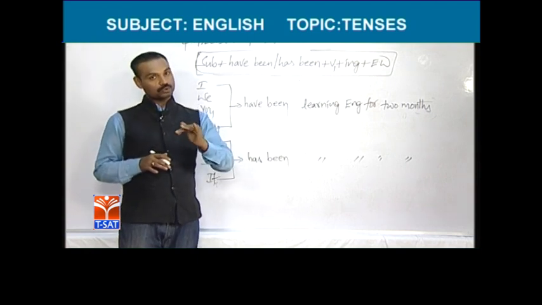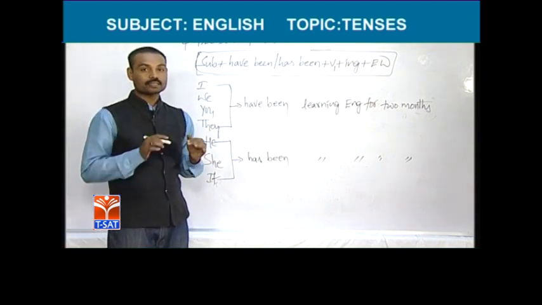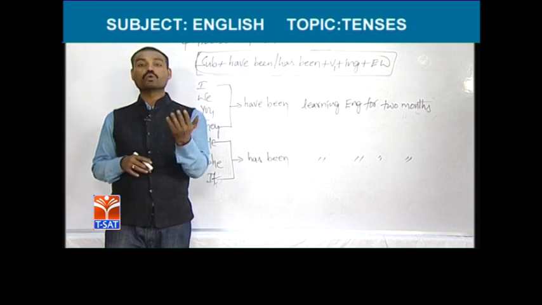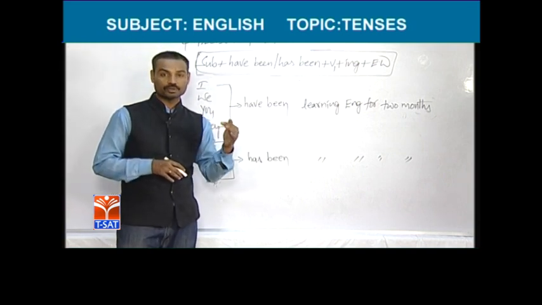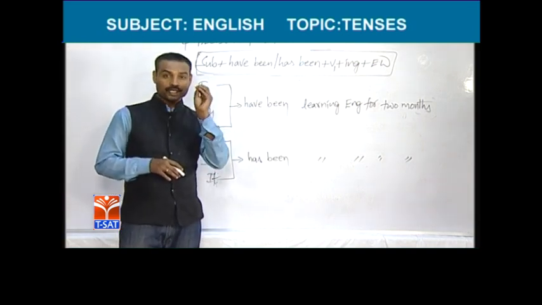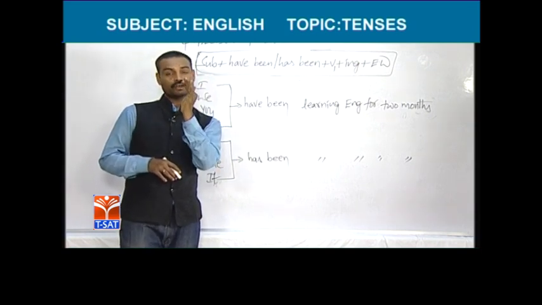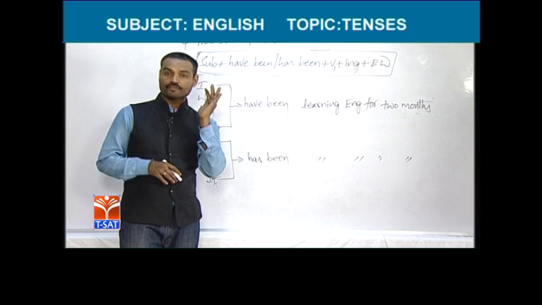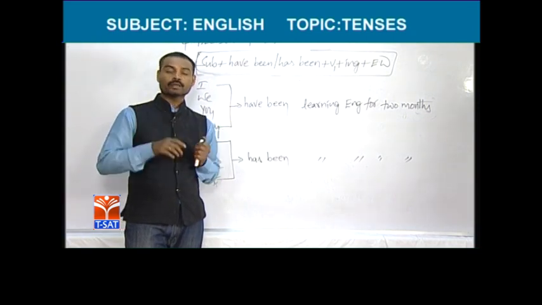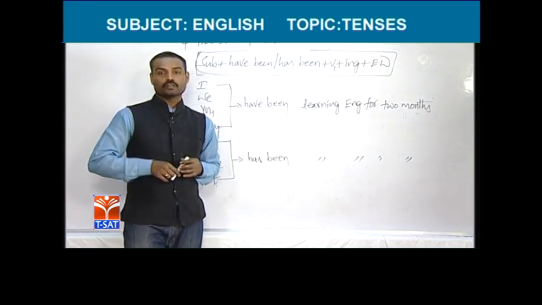So here two keywords are there, since and for, and another one is how long. These are the keywords of present perfect continuous tense. Since should be used to mention the point of time, whereas for should be used to mention the period of time. Now I am going to give you one more example.